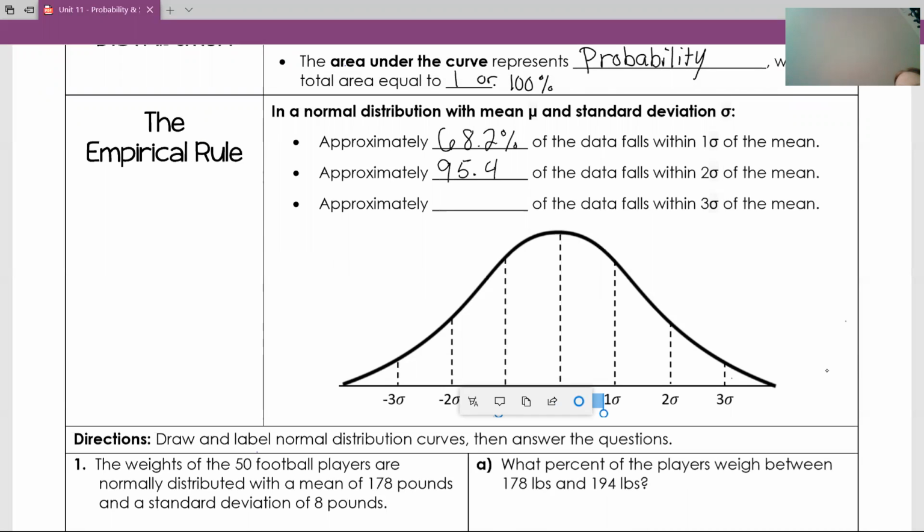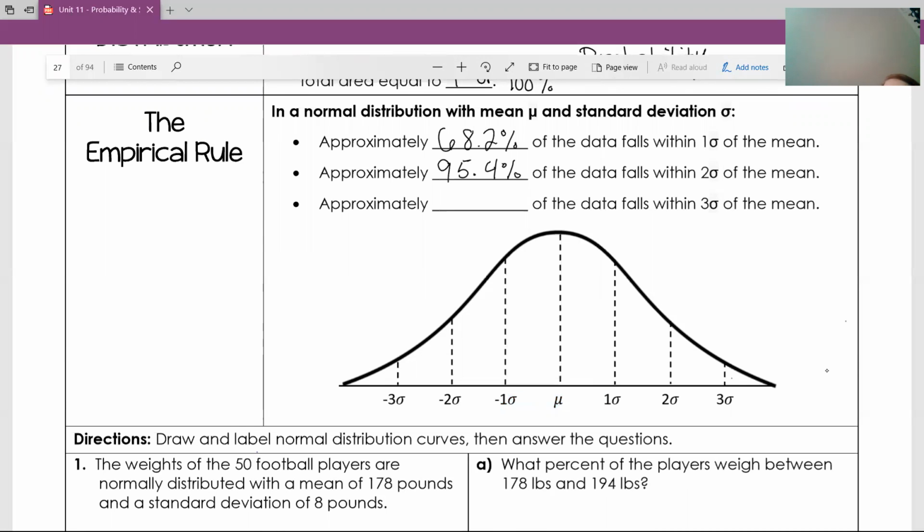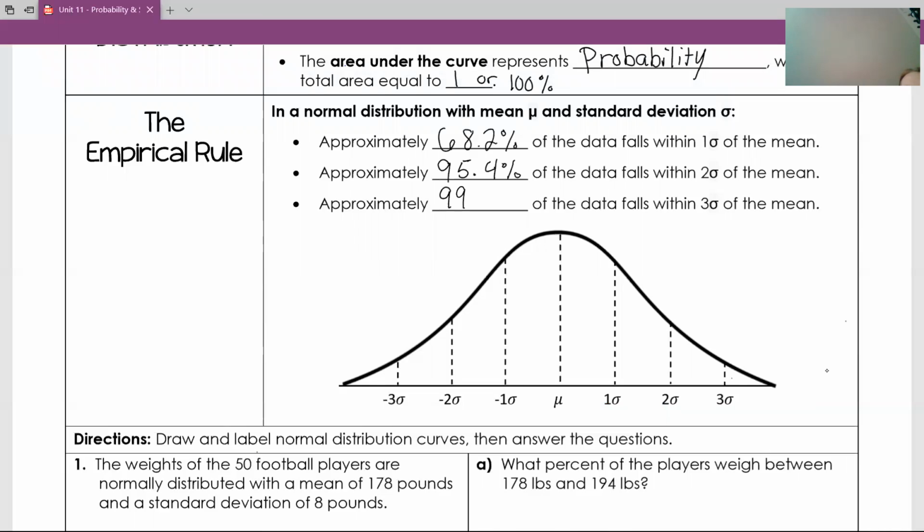95.4% is within 2 standard deviations of the mean. So if you go 2 standard deviations below, all the way up to 2 standard deviations above, you've got 95.4% of your data. And approximately 99.8% is 3 standard deviations away. So these 3 standard deviations on either side make up 99.8% of my data.